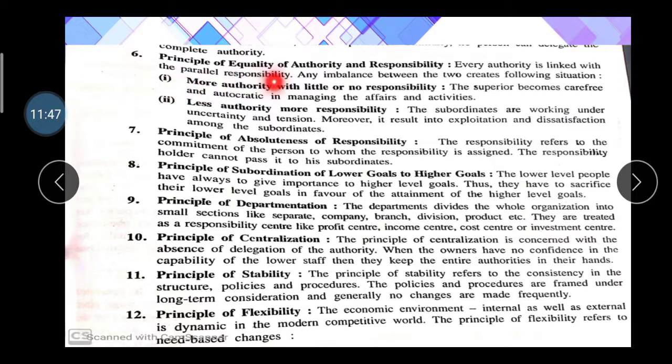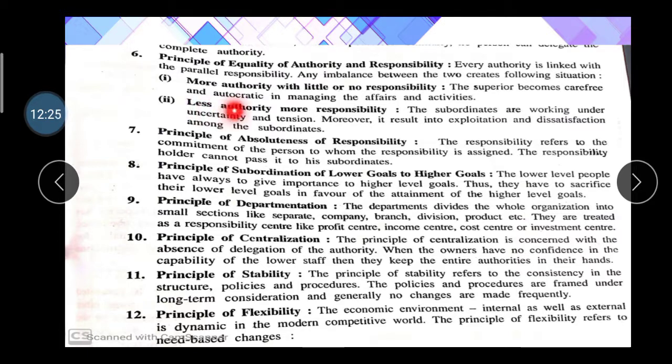First one, more authority with little or no responsibility. The superior becomes carefree and autocratic in managing affairs and activities. If you give higher authority and do not give responsibility, they take an autocratic position. They are free, they do not have any responsibility, so they can easily take decisions, they do not care, they are carefree in their environment. So you have to give the right authority and the right responsibility in the same manner.